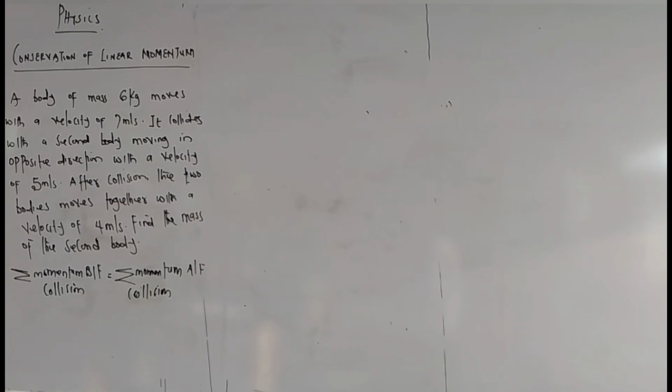We have two types of collision, elastic and inelastic collision. Since the two bodies move with a common velocity, that makes it an inelastic collision. So we are being asked to find, sorry, we are asked to find the mass of the second body. So let's try to solve the question and see where it takes us.